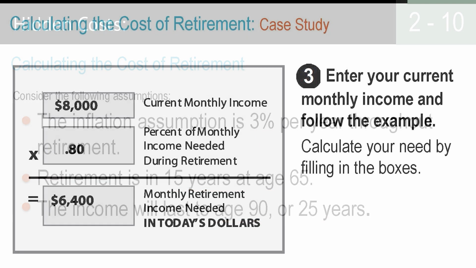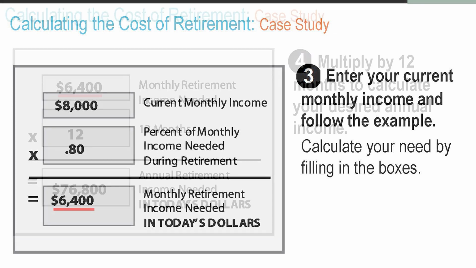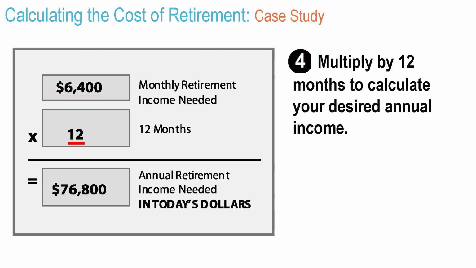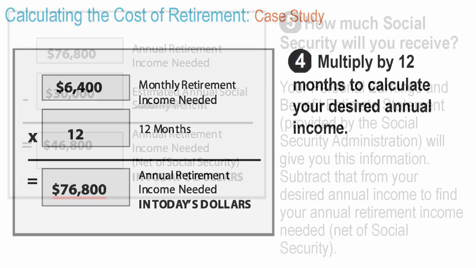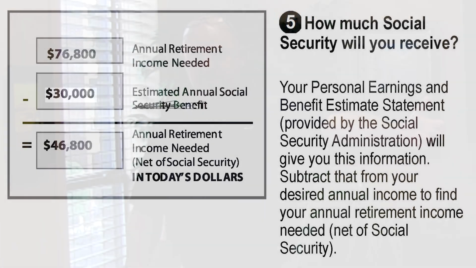All right, so we're just going to go through the math. So 80% of what they're living on today is $6,400. So if they were retired right now and they had $6,400 a month coming in, they feel like they'd be okay. Multiply that by 12, that means $76,800. Now, I'm going to subtract out what we know they're going to get in the future with Social Security.